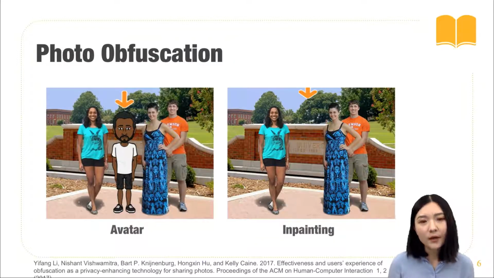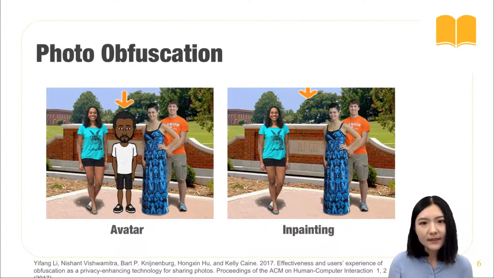In our prior work, we introduced two promising obfuscations to protect photo privacy. Avatar, which replaces a person with an avatar that hides the identity but preserves facial expression and gesture. And inpainting, which completely removes a person from an image. Both of these obfuscations we invented and studied overcome the trade-off between the effectiveness and the utility of an obfuscation.